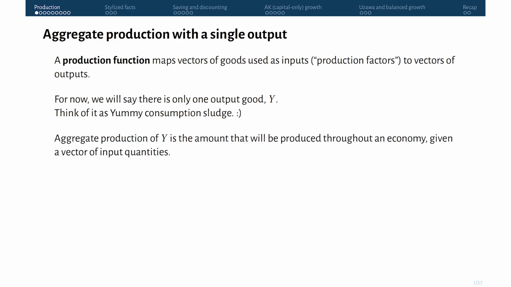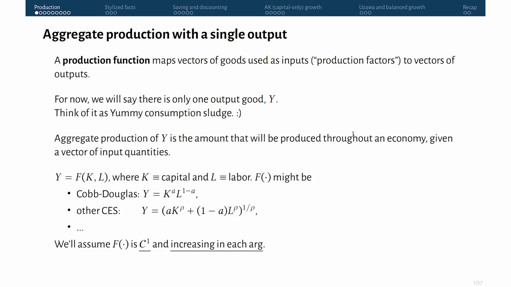Aggregate production of Y is the amount produced throughout an economy given the vector of input quantities being fed in. So we're thinking at the aggregate level generally rather than like the firm level or the industry level. And again, for simplicity, we'll lump all the inputs into two categories: capital, denoted K, and labor, denoted L. So equipment and people get combined in some firm to produce things.